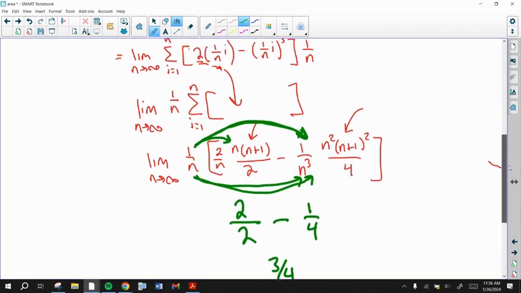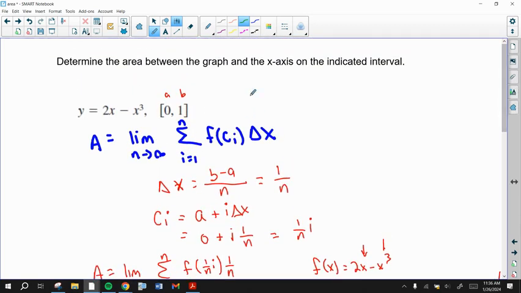That is the area under this graph between 0 and 1. And as you know, it's also then the integral of this from 0 to 1. So that's it.